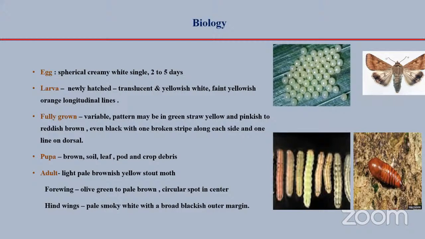After that, they pupate in the soil, leaf, pod, or on crop debris, and the pupa is brown in color. After a week, the adult emerges from the pupa. The adults are light pale brownish yellow in color, with olive green to pale brown forewings, and there are circular spots in the center of the forewings. The hind wings are pale, smoky white in color, as you see here, with a broad blackish outer margin. This is a peculiar character of Helicoverpa armigera.